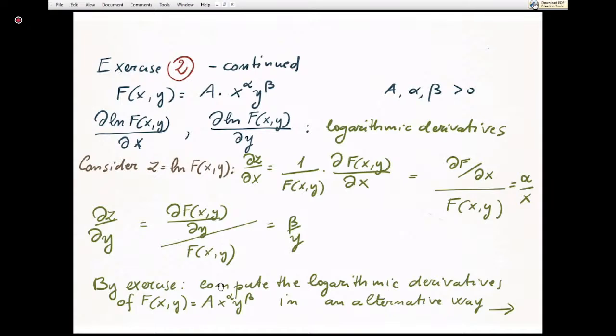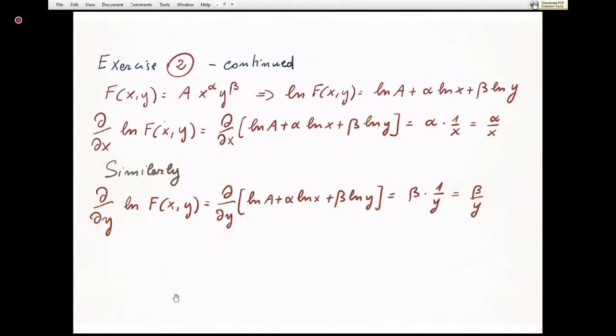By exercise, it's useful to compute the logarithmic derivatives, the same here, of this two variable function in the alternative and more convenient way of taking logs first and then computing the derivatives of the logs. Okay? So take logs first. It's already here. What is the log of f of xy? It's the log of a plus alpha times the log of x plus beta times the log of y.